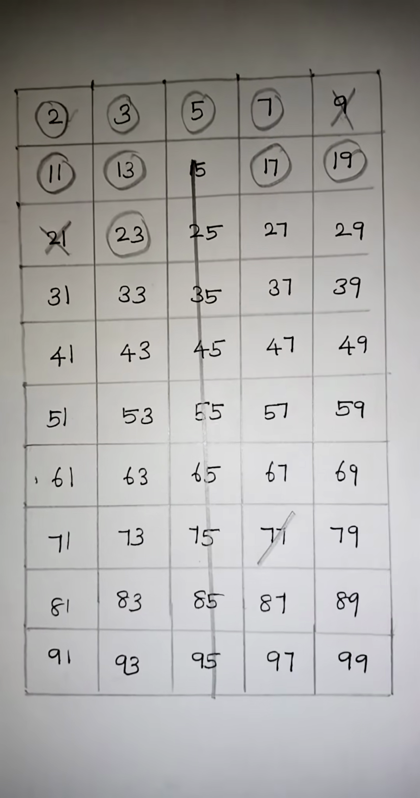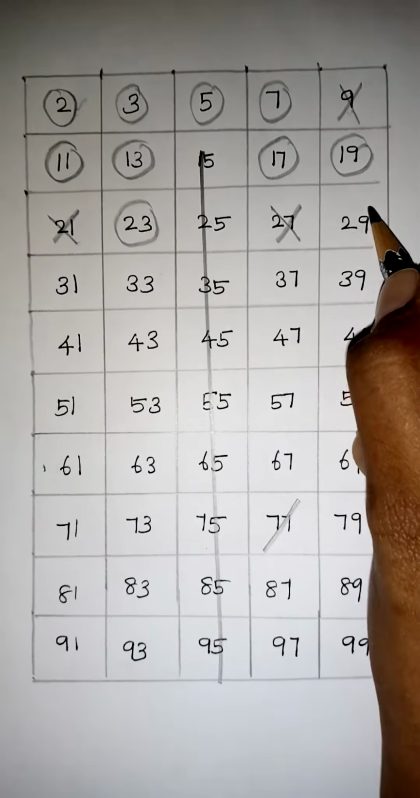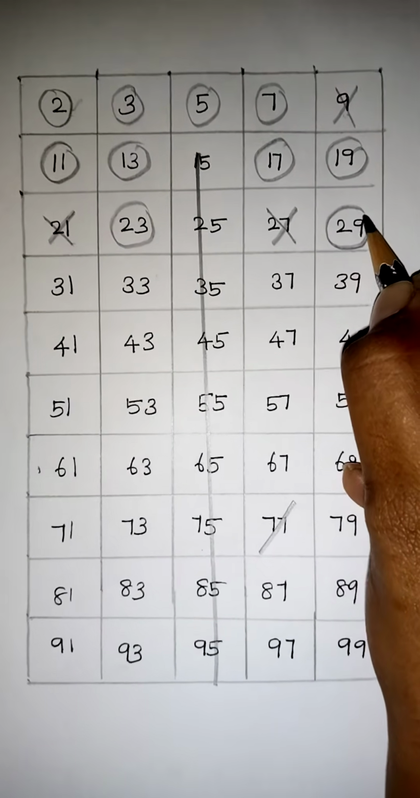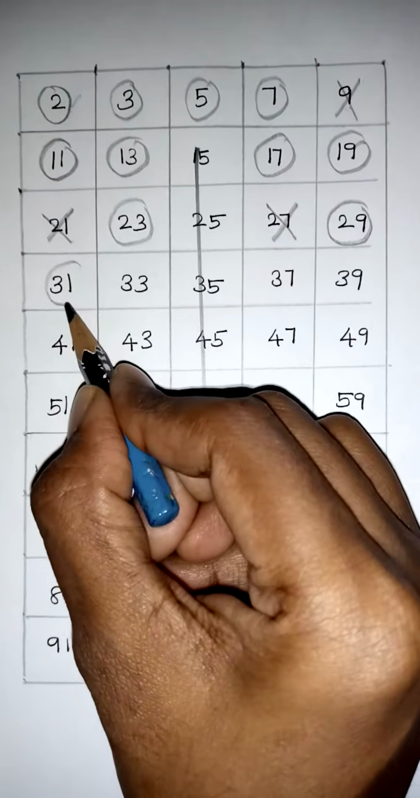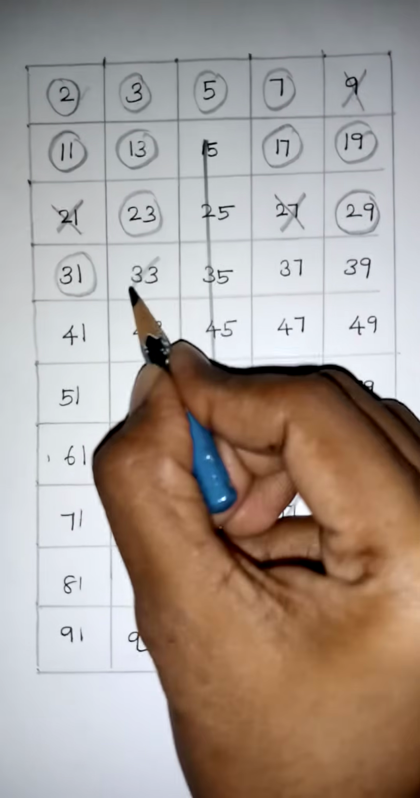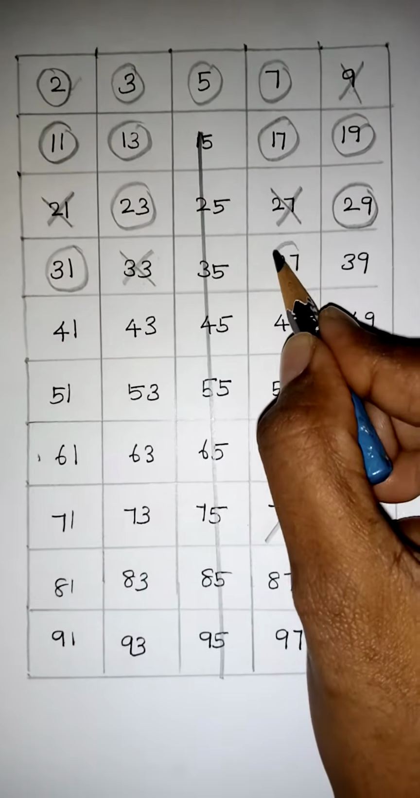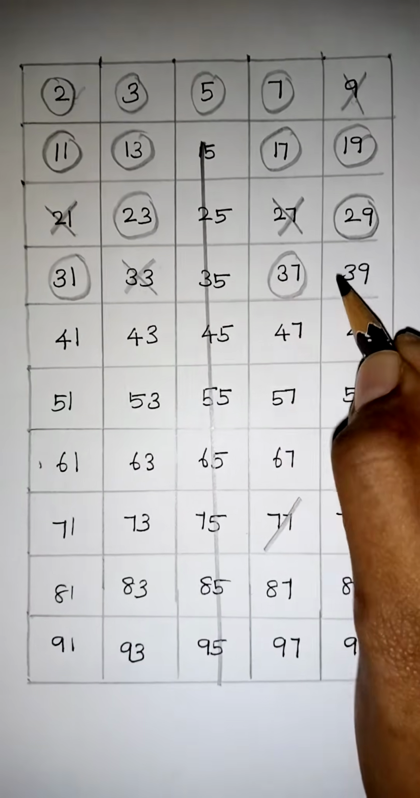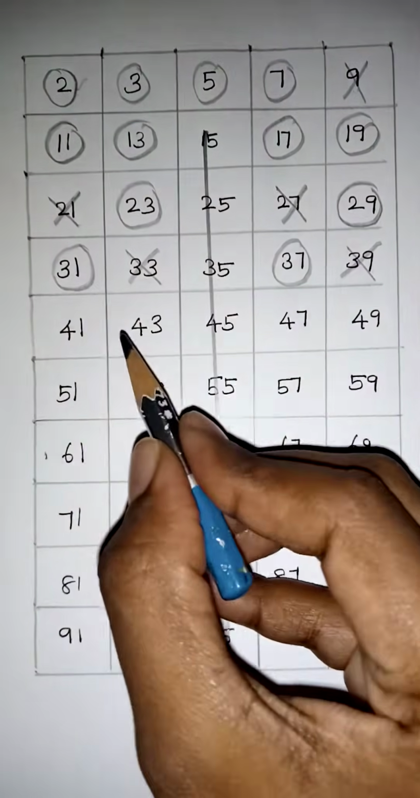27, 2 plus 7 is 9, it will come under the 3 table, so it is not a prime number. 29 will never come in any other table, so 29 is a prime number, you can circle it. 31 will never come in any other table, so you can circle it, that is a prime number. 33, it will come in the 11 table, you can cancel this. 37 never comes in any table, you can circle it. 39, it will come in the 3 table, so it is not a prime number.